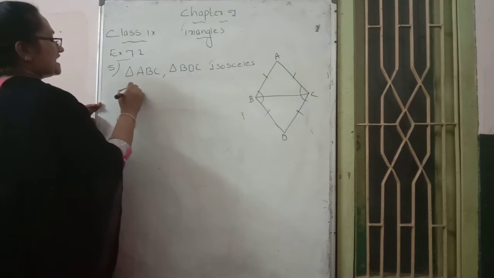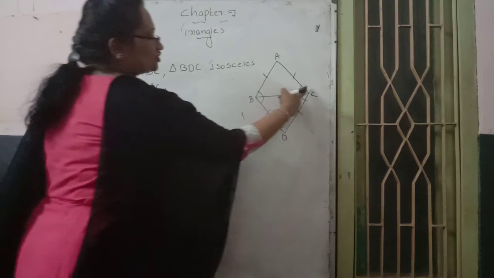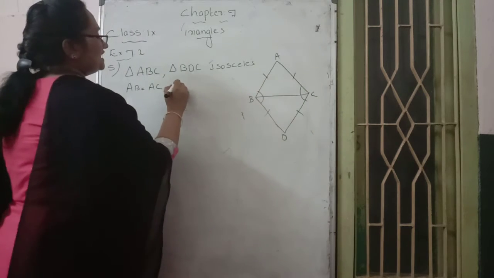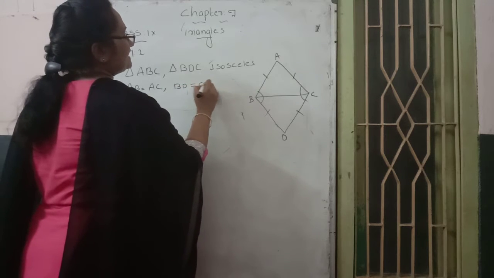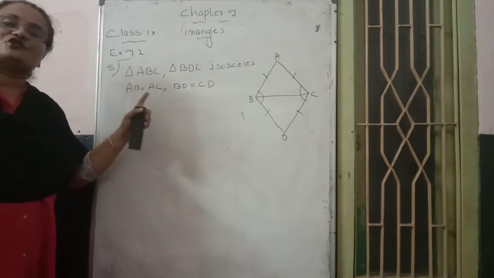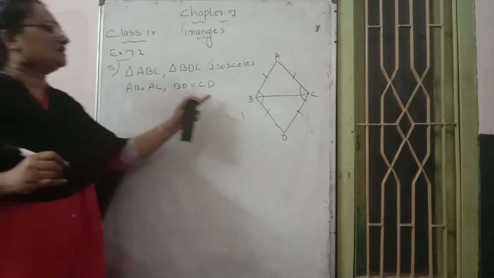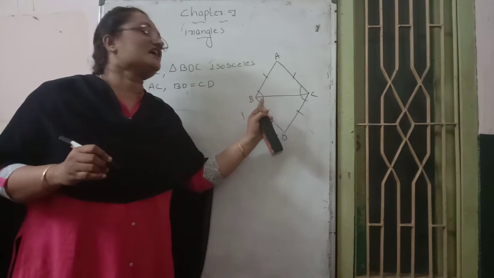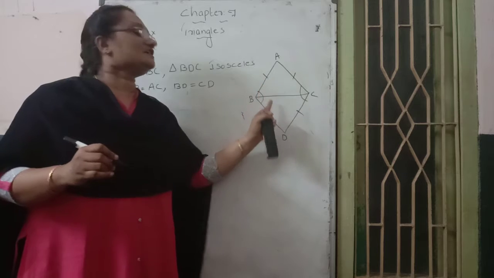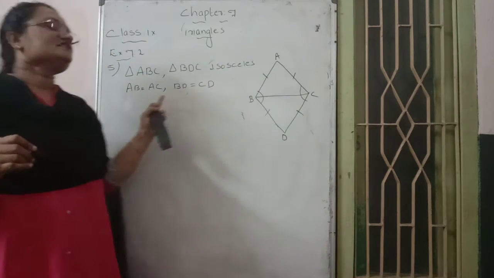With respect to triangle ABC, side AB and side AC are equal. With respect to triangle BCD, side BD and side BC, CD side are equal. This is the information given in the question. Both triangles are on the base BC. See, BC is the base, and both lie on the BC side.